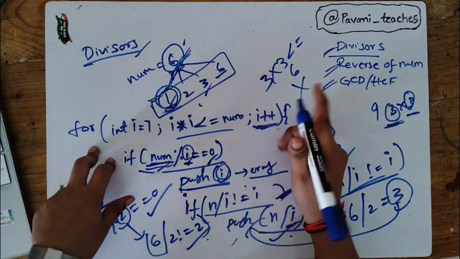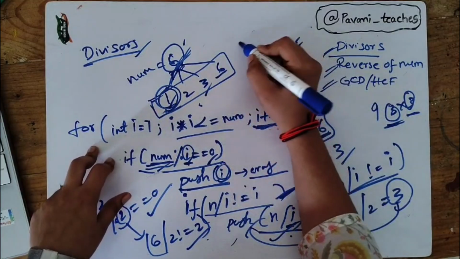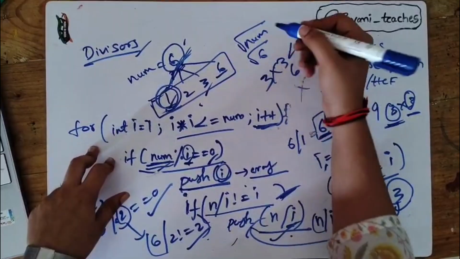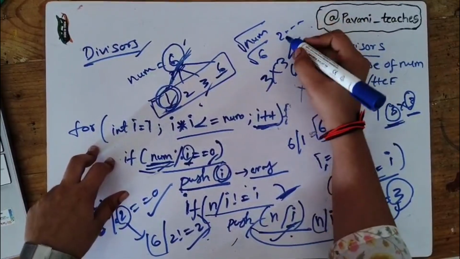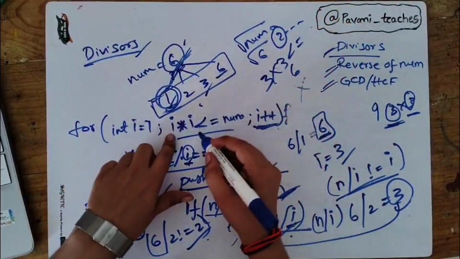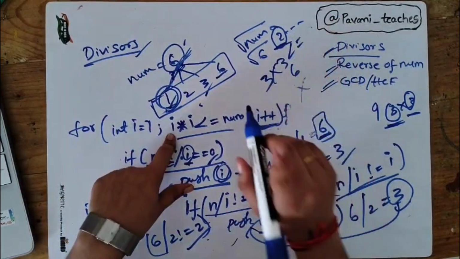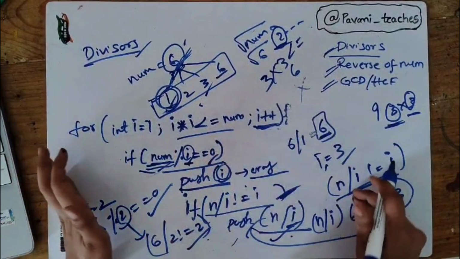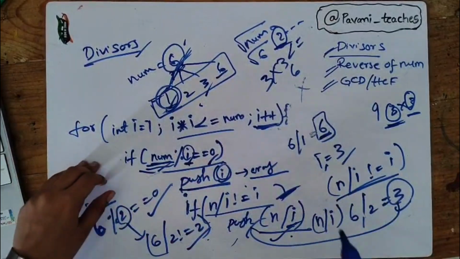For finding divisors, it has to run only up to the square root of the given number. As the square root of 6 is around 2 point something, and as we are taking only integers, it will run up to 2. Okay, I hope you got it. This is how the divisor logic works. Now I'll give the coding part.